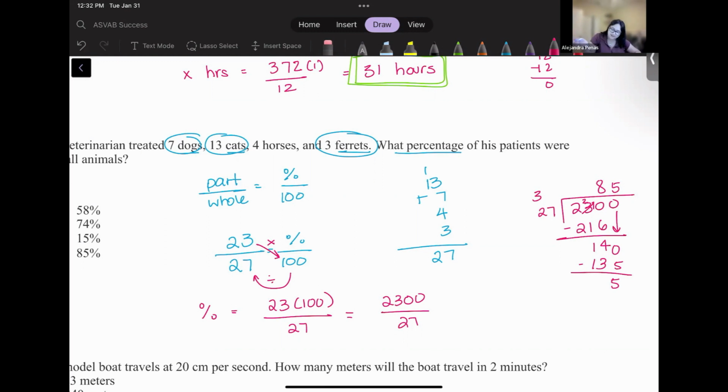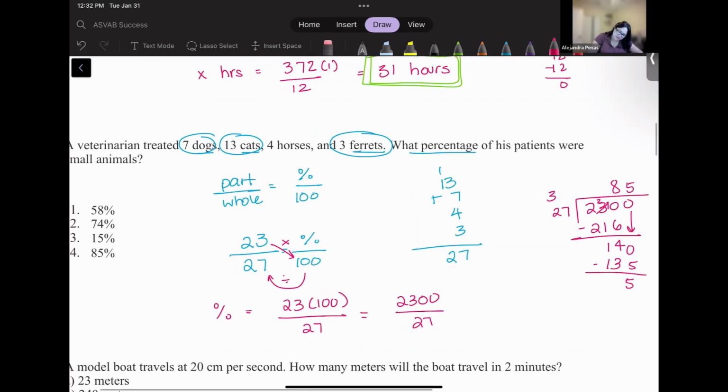So I could keep going and saying, okay, what's the decimal gonna be? But am I really gonna do that? No, because I can already see that my answer is right here, 85%. You could keep going if you wanted to. If all the answer choices were like 85.2, 85.7, then you gotta keep going to figure out which one it is. But if you just see it right there, don't even worry about going, it's right there.